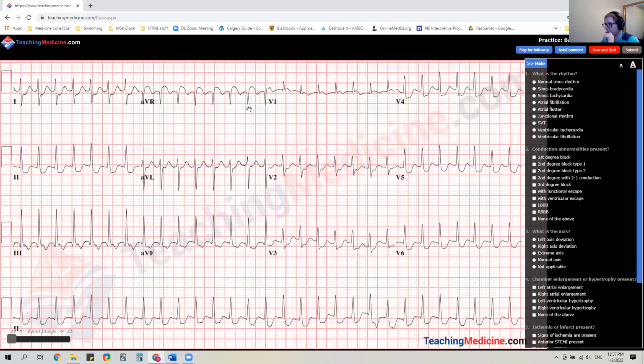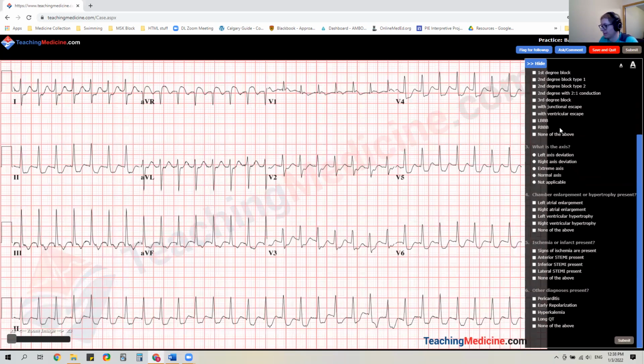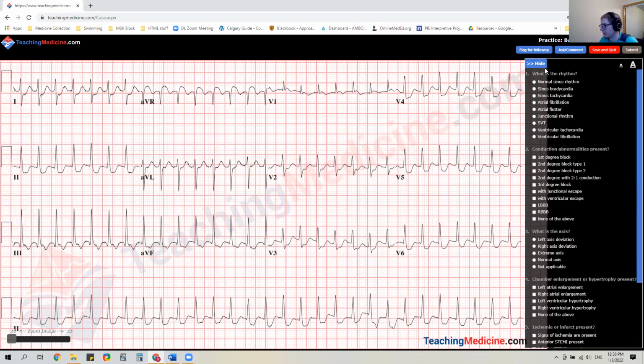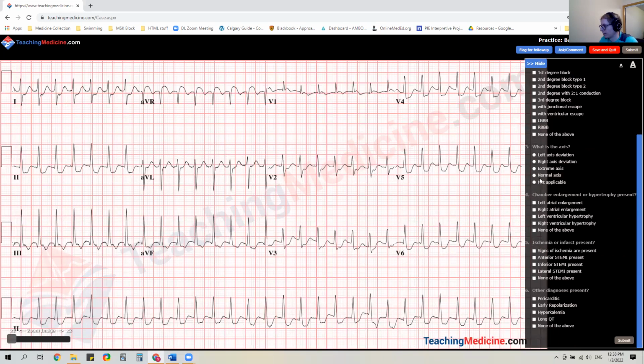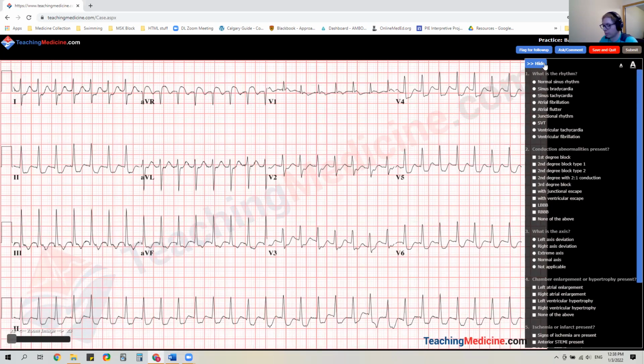This is a really amazing resource. It gives you random ECGs, and it really tests how well you can read an ECG. Then there are all your options here: rhythm, conduction abnormalities, axes, chamber enlargements, ischemia, infarction, diagnoses. We'll work through it, then click on those boxes and see how we did. There are descriptions at the end of each one, so you can see why you got it wrong, or why you got it right. So let's start with rate.